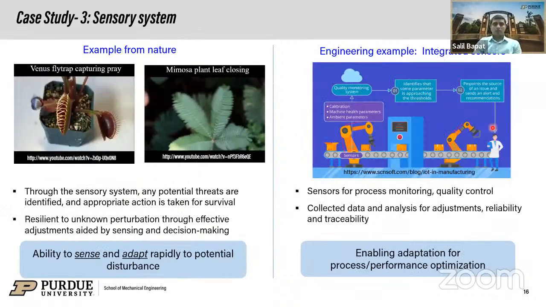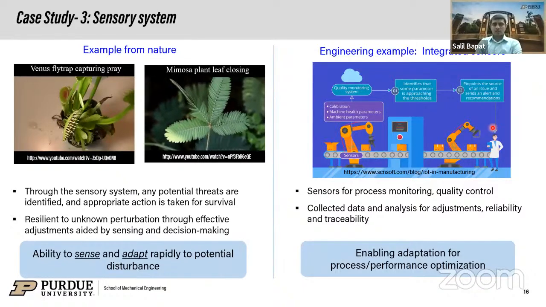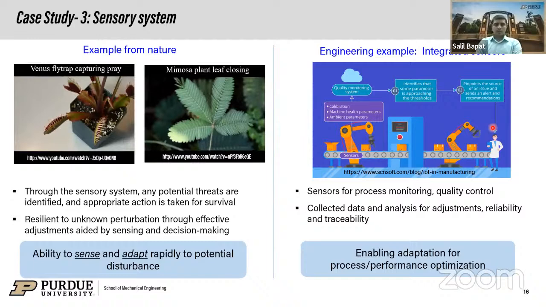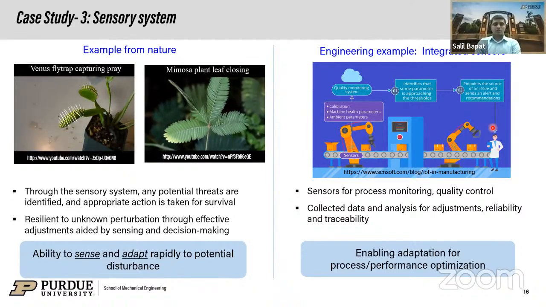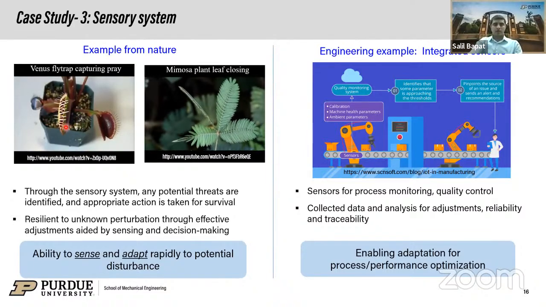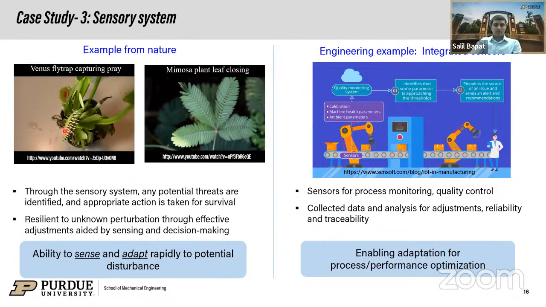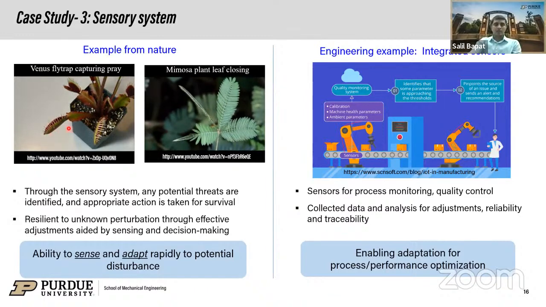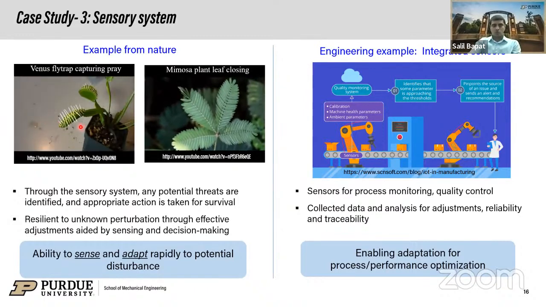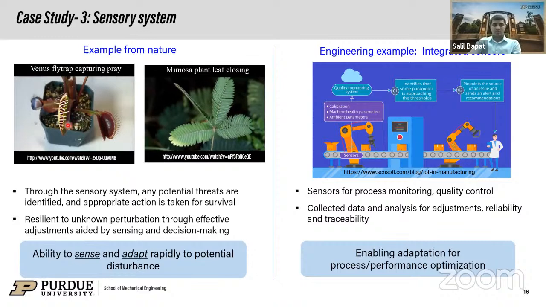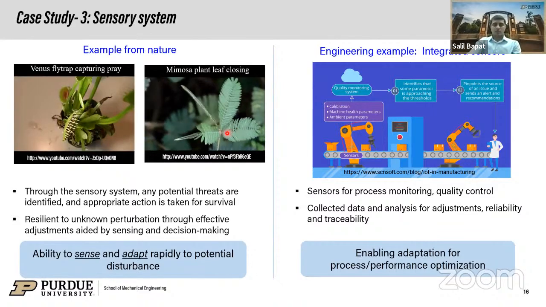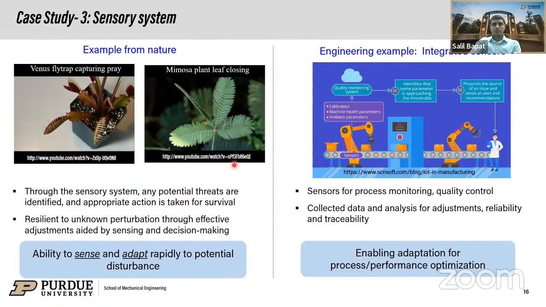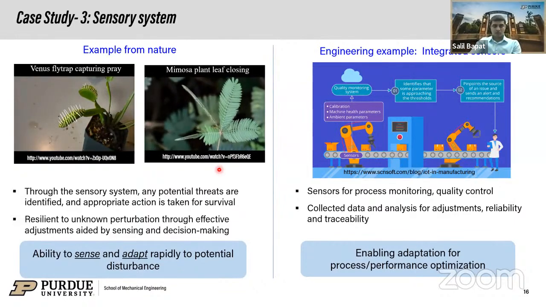Moving on, a third case study is sensor, and this is something that we would come back to at a later stage. The examples from nature are two examples actually. On the left-hand side, you have a Venus flytrap, which senses an insect coming inside and closes its door and basically uses the nutrients from the insect that is being captured. On the right-hand side, you have a touch-me-not plant that you might be familiar with, that when it is touched, it closes for protection.